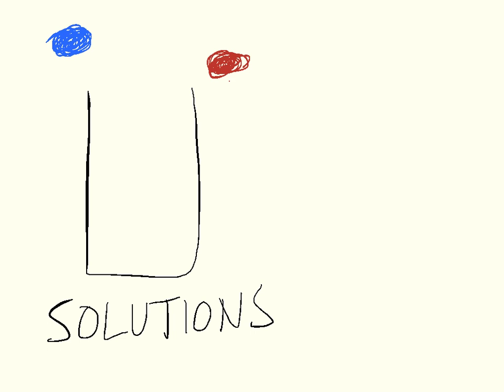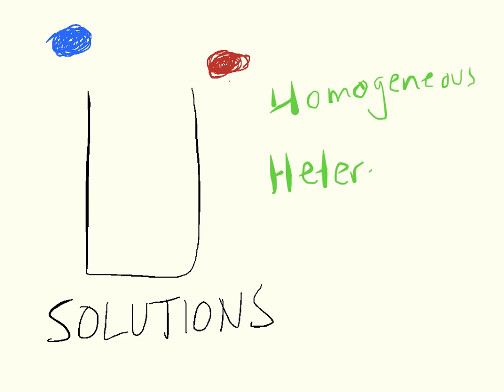The word solution in chemistry refers to a specific type of mixture. So when two different substances are mixed together, one way we can describe them is called a solution. But the first thing we need to know is that there are two types of mixtures: homogeneous mixtures and heterogeneous mixtures.